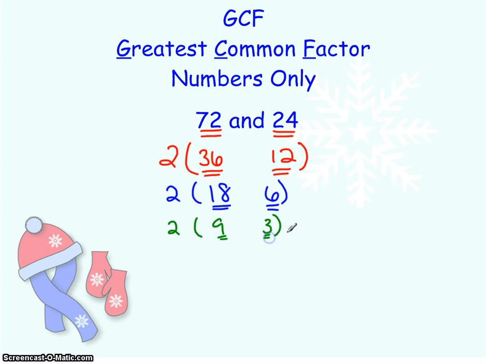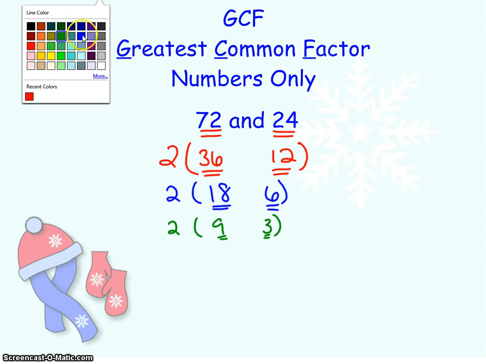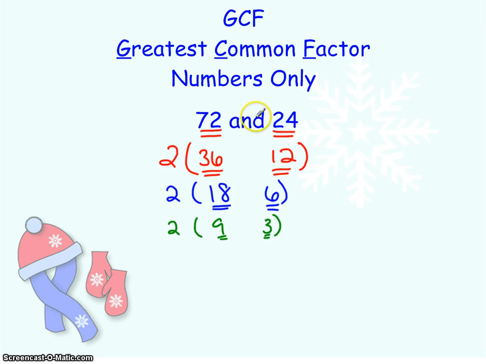Let's check our numbers again. 9 and 3. 9 and 3 can both be divided. Let me change to purple here. I'm running out of colors. 9 and 3 can both be divided by 3. 9 divided by 3 is 3. 3 divided by 3 is 1. So all in the parentheses is what you have left once you divide.